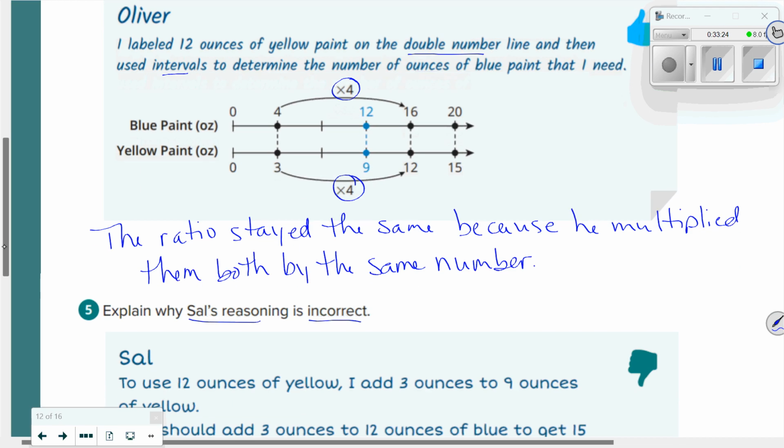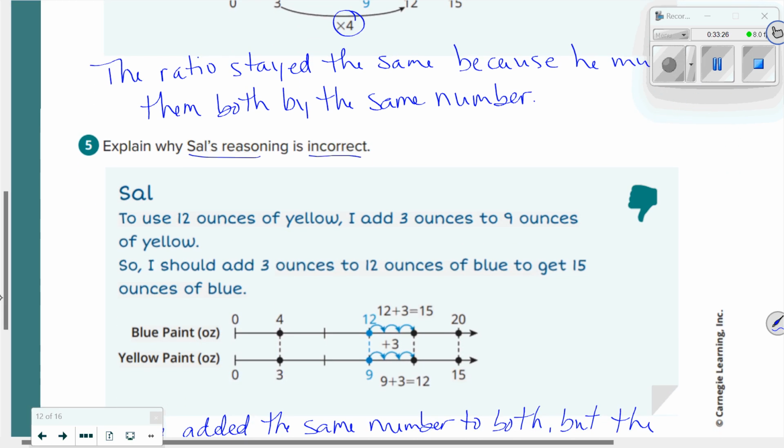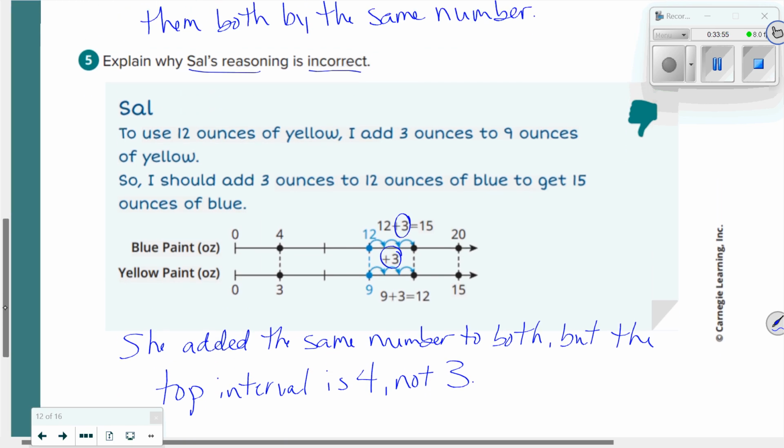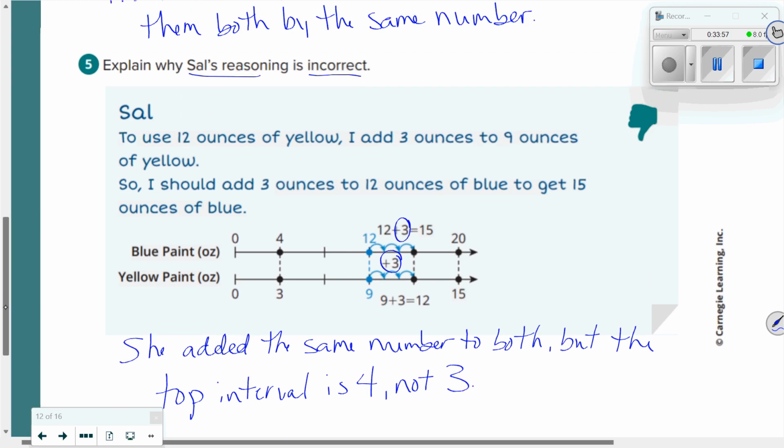For Sal, Sal was incorrect. Because Sal did not multiply the same number. What did Sal do? He added the same number. That doesn't work for a double number line, because my intervals were different. What was my interval on top? 4. She added 3. So she changed the interval completely. So for Sal, she added the same number to both, but the top interval was 4, not 3. So she should have been adding 4 on that top line, not 3.